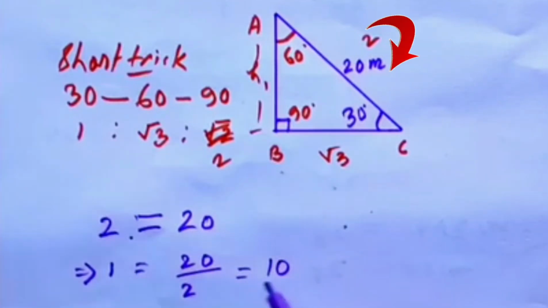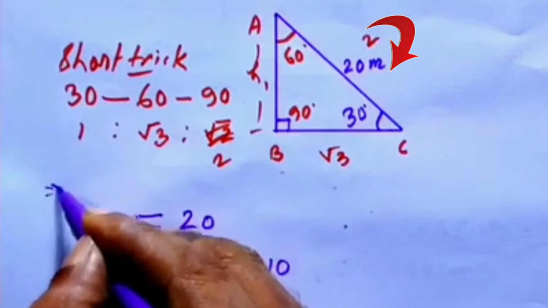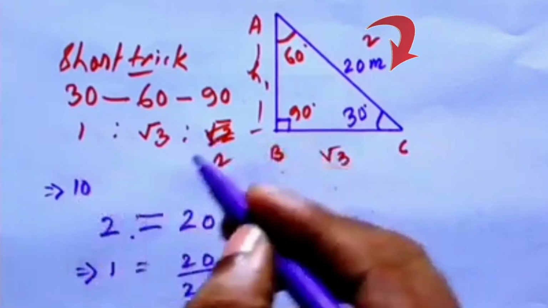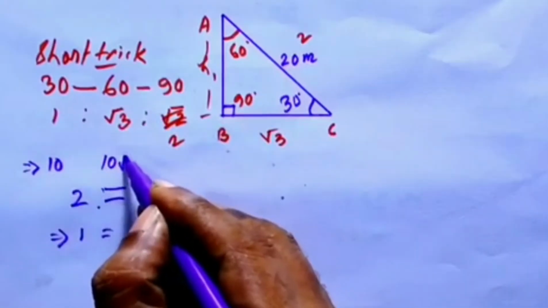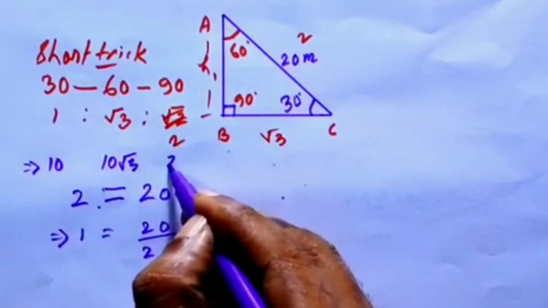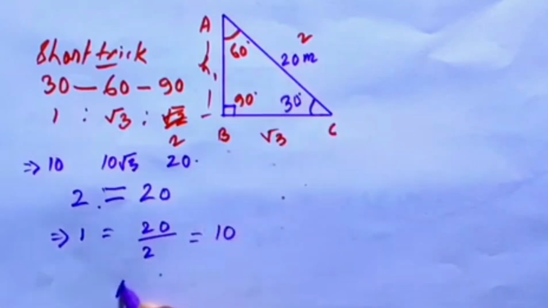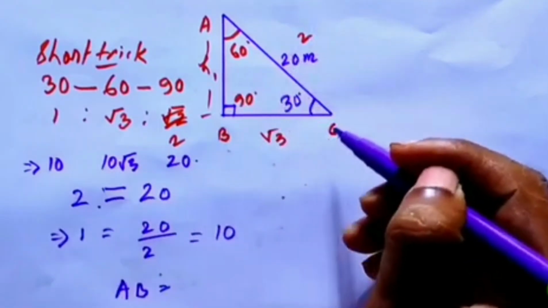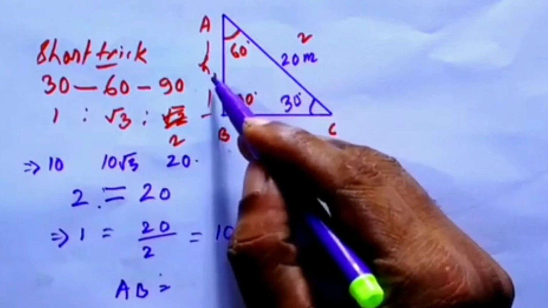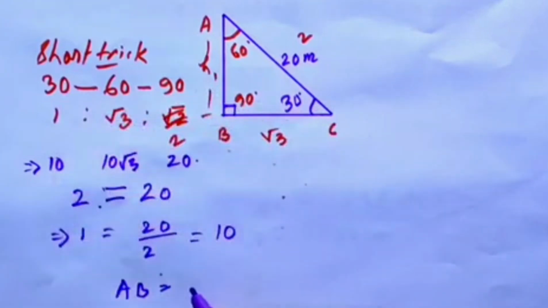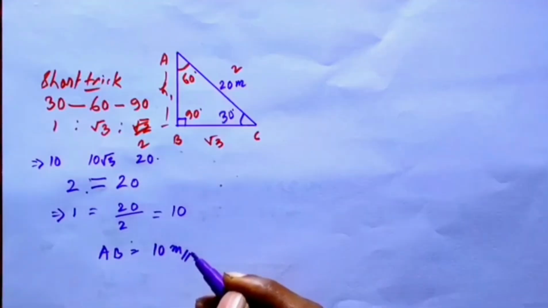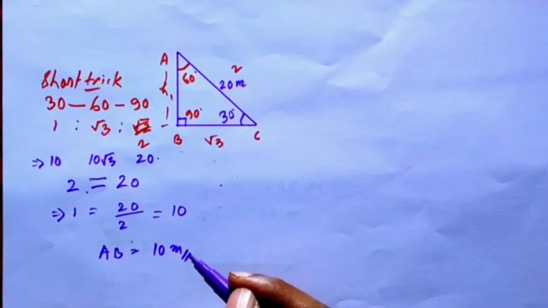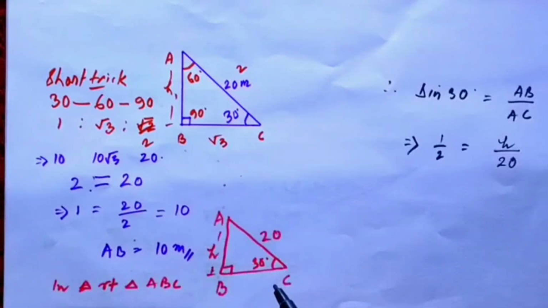So if 1 is 10, so we have 10, 10 root 3, and 10 2 is 20. So our height AB, since opposite to C is 1, will be 10. AB is 10 meter. This is our answer. So let us solve it in a general way. We draw the diagram again to make it clear.